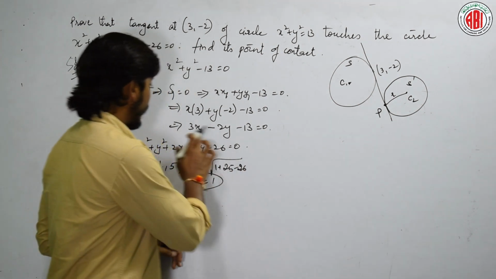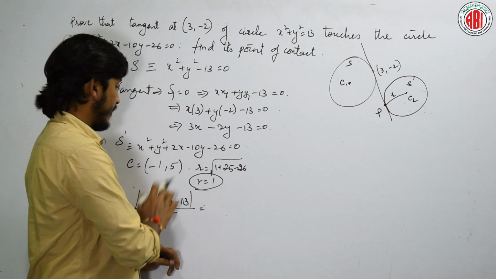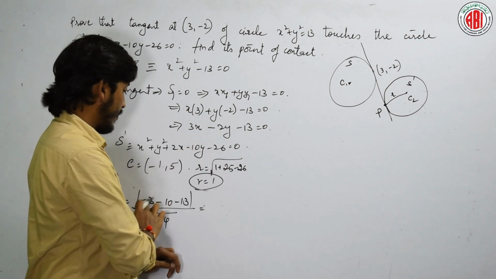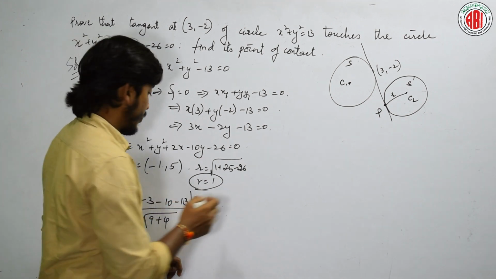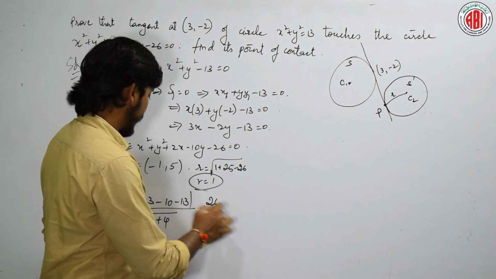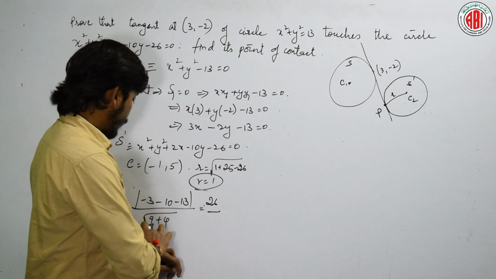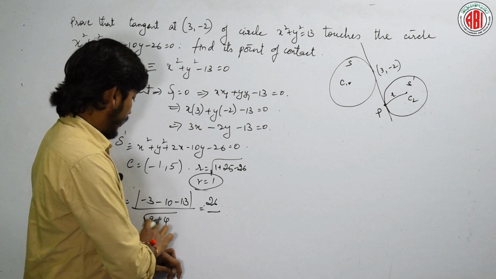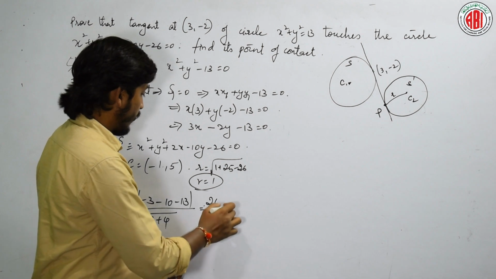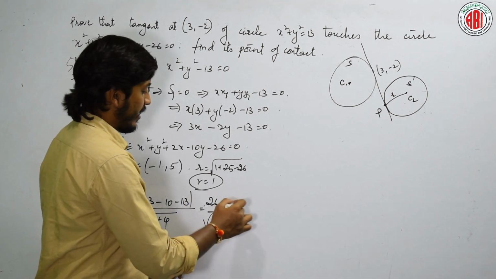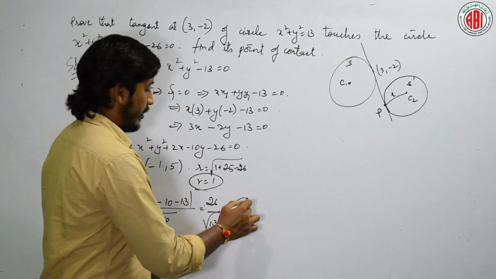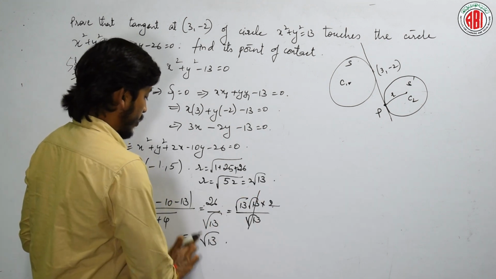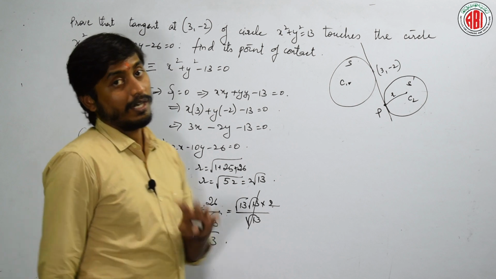We have to substitute this point, that is minus 3 minus 10, and minus 13. Minus 3 minus 10 is minus 26, which is 26 by, and here it is 9 plus 4, that is nothing but 13. So, what do we get? 26 can be written as root 13 into, here also this is 2, right. So, this is also 2 root 13, do not get confused.